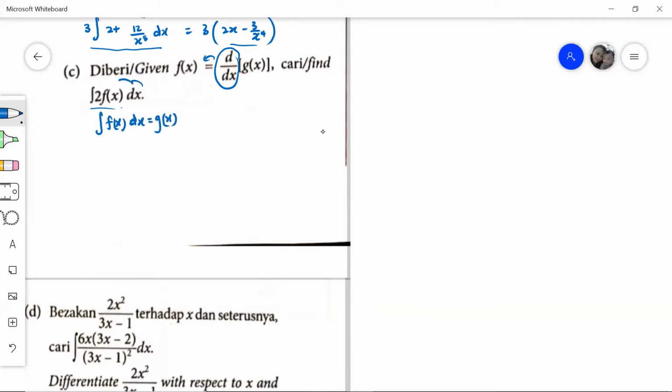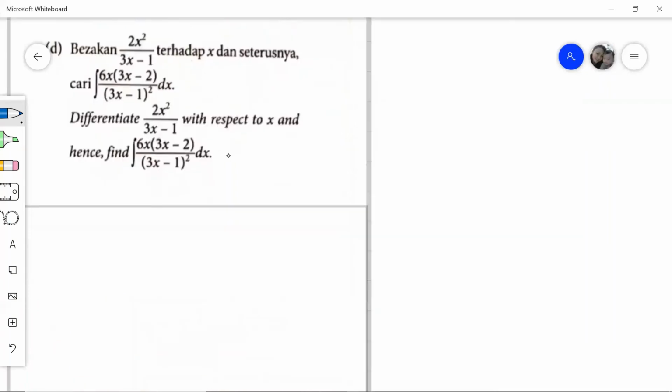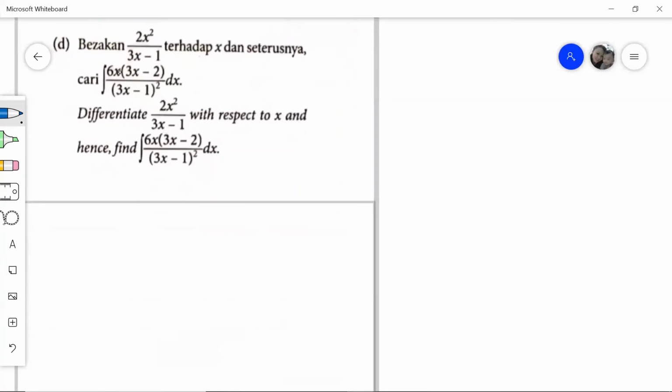And let's look at the question. The question wants us to find the integration of 2f(x), which means we multiply by 2 on both sides of the equation that we just formed. So we have 2 times the integration of f(x) dx equivalent to 2g(x). That's it. That's the answer. The 2 inside or outside doesn't affect the answer. So in part D, we have to first differentiate this expression with respect to x. All right, now let's find out that.